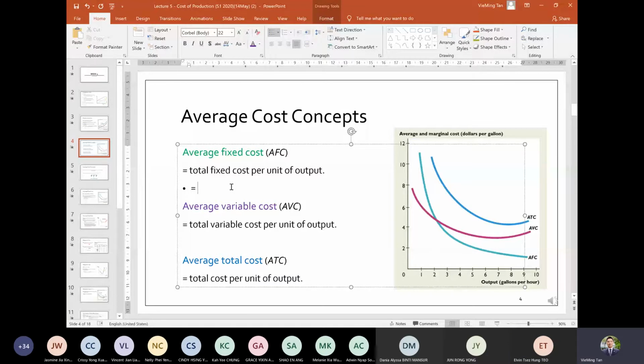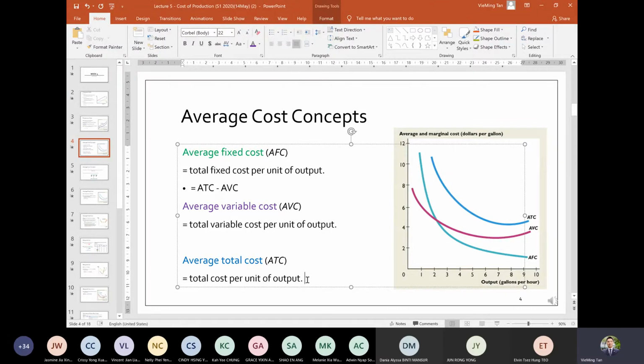So that means you want to use the ATC minus the average variable cost. So that means you are using this formula.